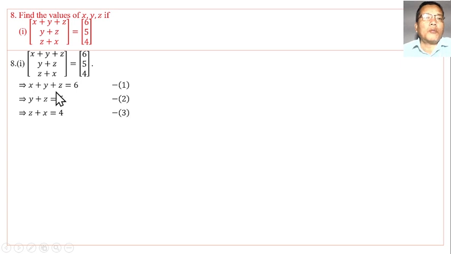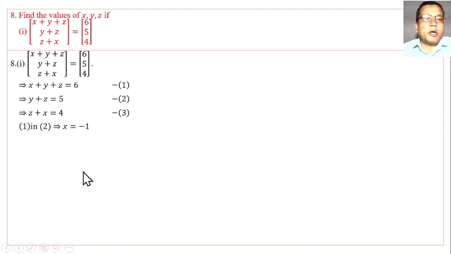Okay, we solve these equations. Considering y plus z, the value of y plus z equals 5, and from equation 1 and equation 2 we find the x value. Sorry, no. y equals 1, the value of y plus z in the matrix is 5, and x is below equation 1 and equation 2.